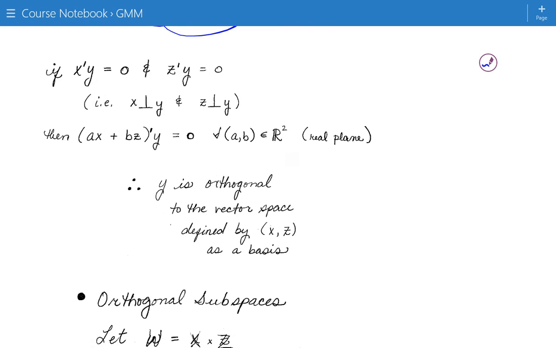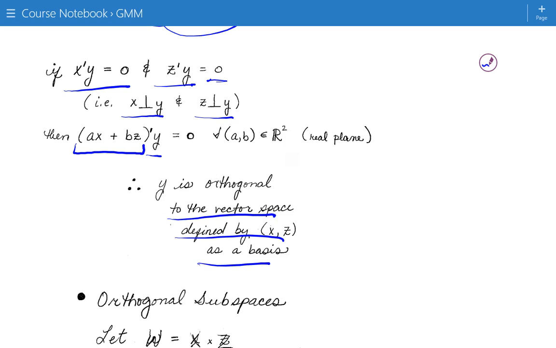Now, if two vectors, x transpose y, are equal to 0, so they're orthogonal to each other, and then another vector z transpose y is also equal to 0. So y is orthogonal to x, and y is orthogonal to z. Then y will be orthogonal to any linear combination of x and z, which basically means that y is orthogonal to the vector space defined by x and z as a basis.